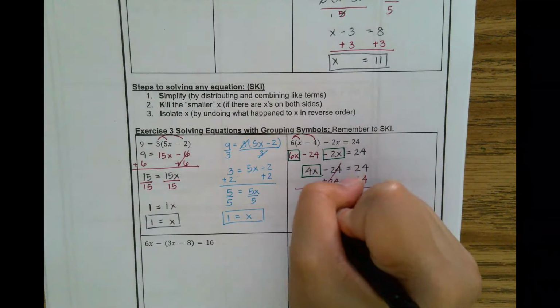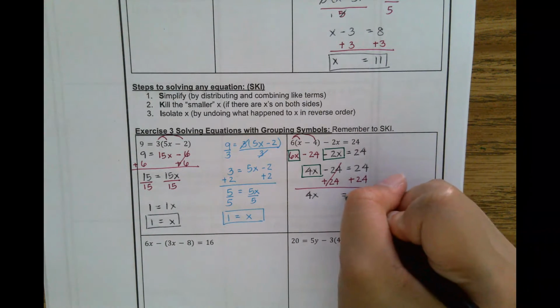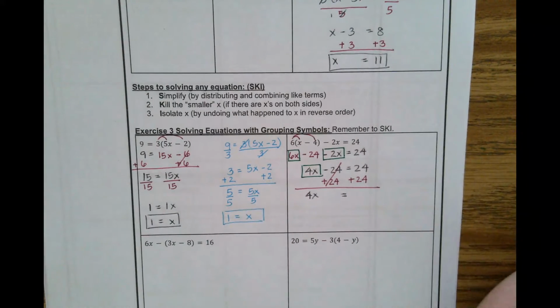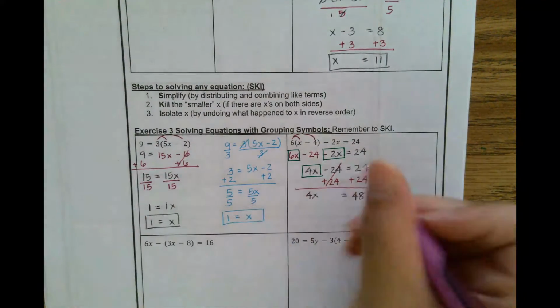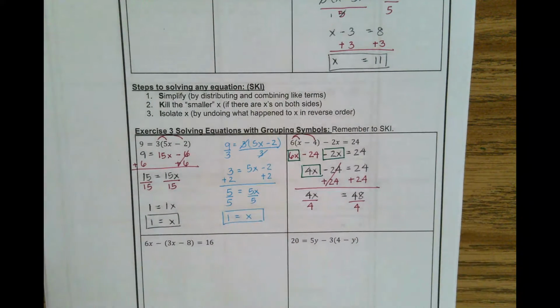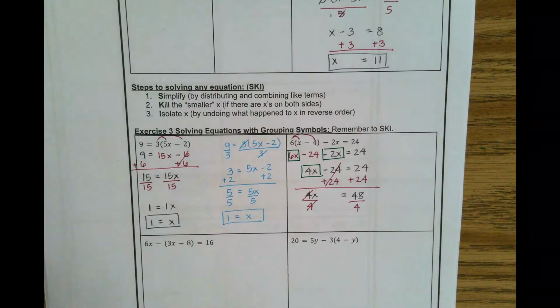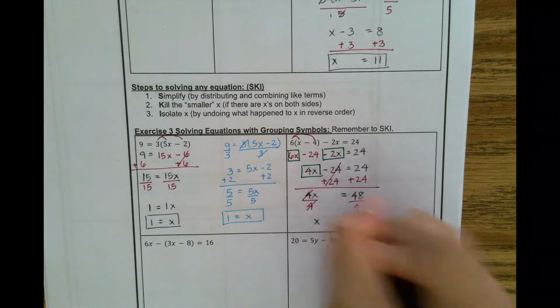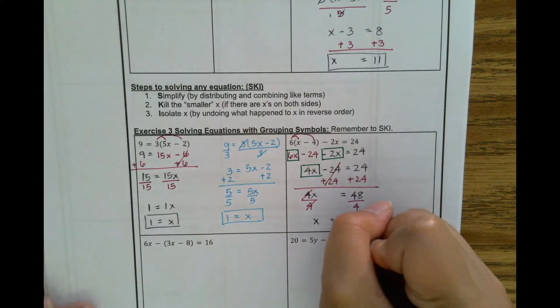Okay. So minus 24 plus 24 is 0, so plus 0, but that does not change anything, so I don't need to include it. Then 24 plus 24 is 48. Then I get rid of the multiply by 4 by dividing by 4. 4 divided by 4 is 1, so this is 1x, or 1 times x, which is just x, and 48 divided by 4 is 12.